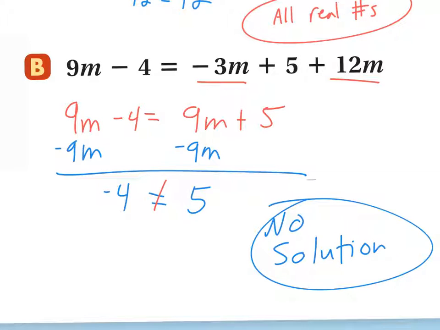If you were to graph B here, you would have two parallel lines that would never cross. And so if we never have an intersect, we never have a solution. And that's the big new concept.